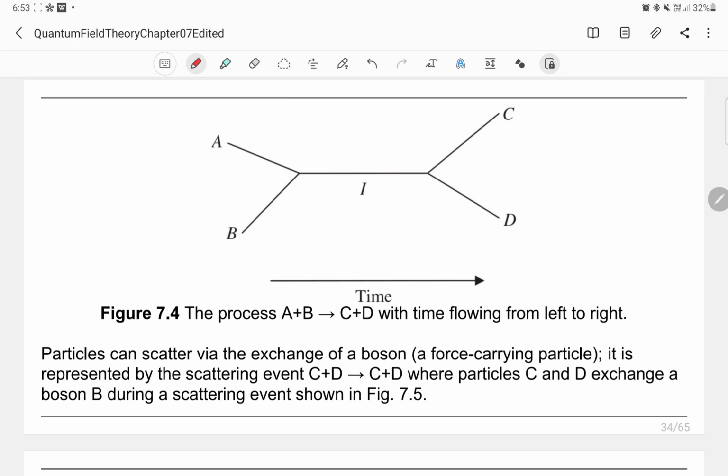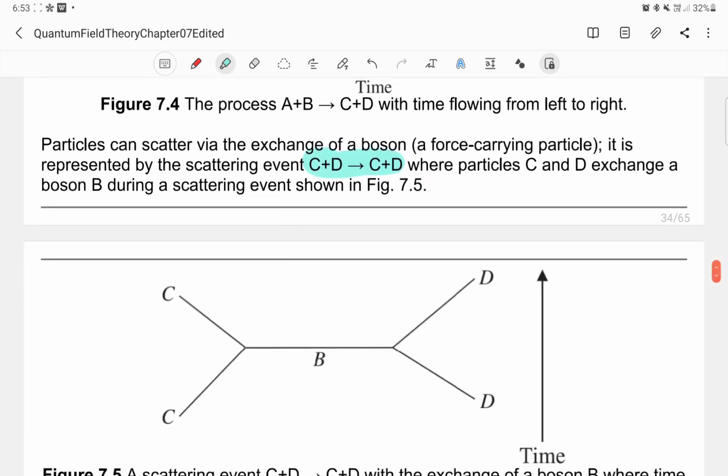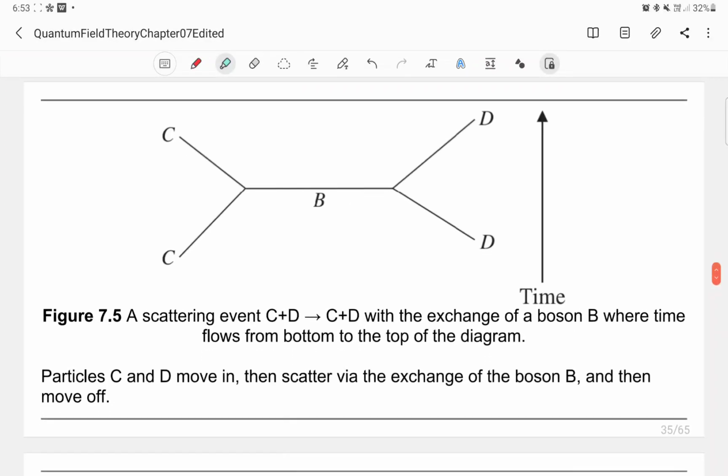Particles can scatter via the exchange of a boson. And say, for example, the scattering is this event. You have two particles interacting, and then they scatter and produce the same particles in the end. The particles C and D exchange a boson B during the scattering event, and this can be shown in this diagram.